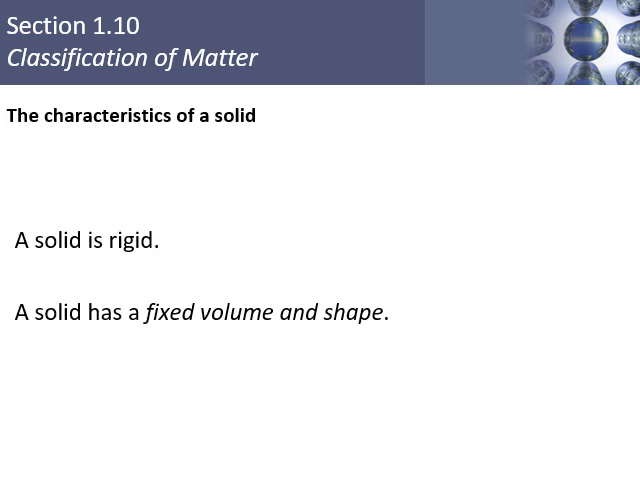So a solid has these characteristics. It's rigid and it has a fixed volume and shape. So think of a pencil. A pencil's a solid. It has a fixed volume and a fixed shape. Next slide.